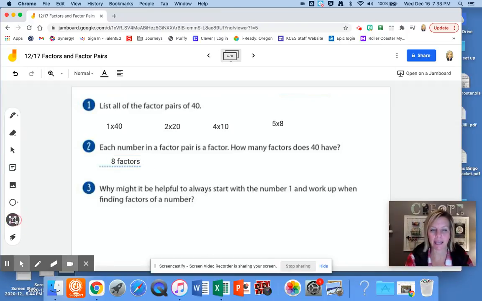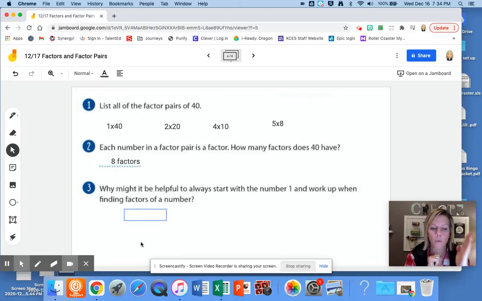So one way I like to think about factor pairs is arranging them and starting with the number 1. And this question says, why might it be helpful to start with the number 1 and work up when finding factors of a number? My answer would be, if you start with 1 and you go in order, you're not going to get confused about which numbers you've worked with and which numbers you haven't. If you skip around and go, oh, 5 is a factor, oh, 2 is a factor, oh, 10 is a factor, then you get out of order.